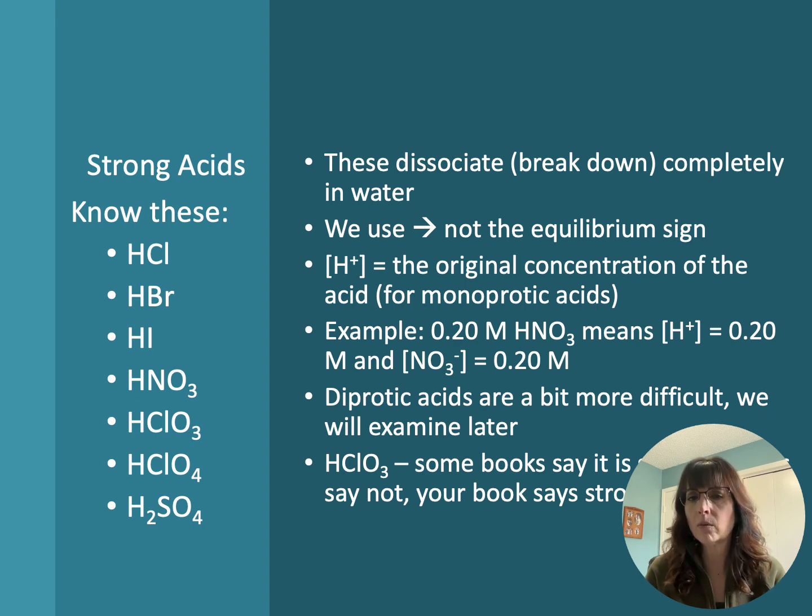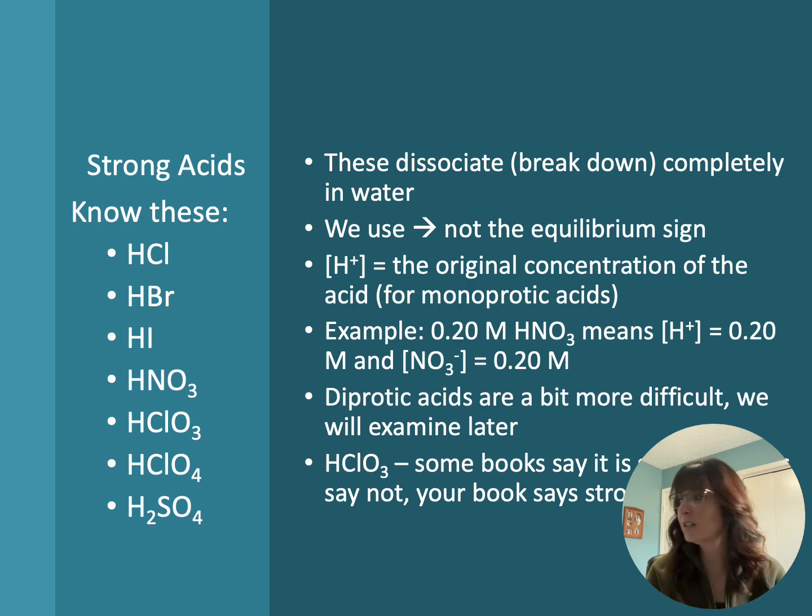Now, not all resources agree that chloric, HClO3, is a strong acid. Your book says it is, we'll go with it. When you have a strong acid, we use the single arrow, not the equilibrium arrow. That implies that it goes to completion. So when HCl breaks down, you get hydrogen ions and you get chlorine ions. And the beauty in that is whatever the molarity of HCl is your molarity of the H.